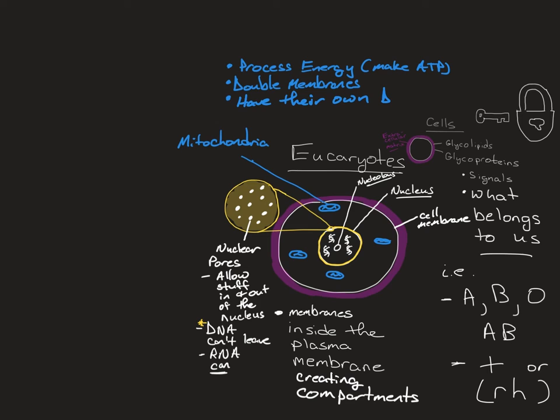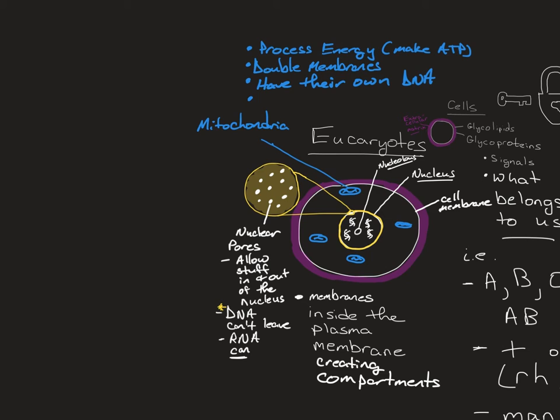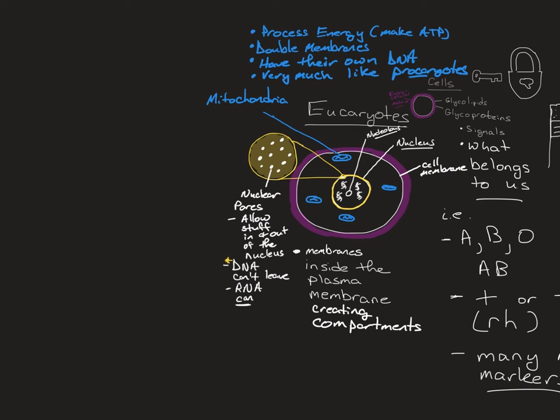So mitochondria are really, really interesting little things. And they're very much like prokaryotes. Are they prokaryotes? No. But are they like prokaryotes? Yes. And they're inside a eukaryote. Isn't that interesting? These organelles have double membranes, their own DNA, and they act like prokaryotes in very many ways, very similar to prokaryotes that live inside every eukaryotic organism.